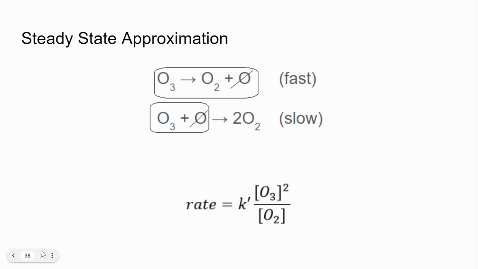So it ends up looking like this. Rate equals K prime, because we use K prime whenever we do steady state approximations. We have two O3s, so it's the concentration of O3 squared. They are on the reactant side of both steps, so they go on top. The oxygen is on the product side. There is no coefficient there, so it's just the concentration of oxygen to the first power, which I didn't bother to write in. But we put it in the denominator because it's on the product side.